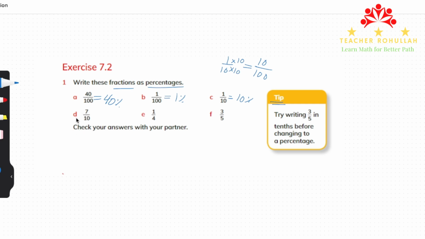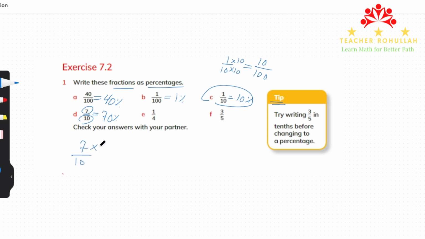In part D, we have 7/10. The same way as we worked on 1/10, we have 7 here. So this means it is 70%. If you are still not sure or cannot decide if it is 70% or not, you can simply multiply the numerator and the denominator by a number that changes the denominator to 100, because percentage is based on 100. So let's do it here.